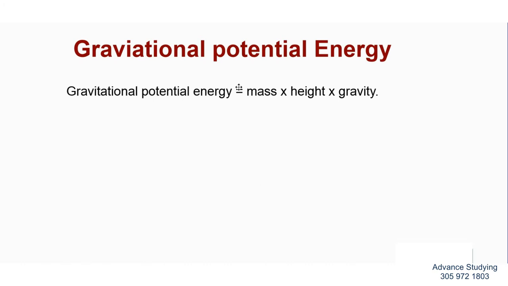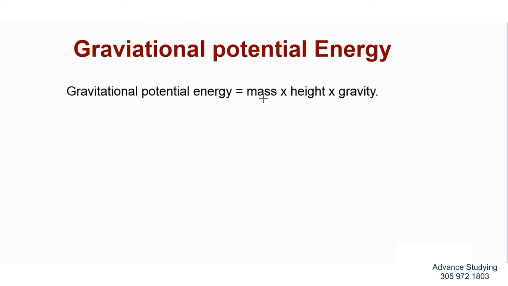Hello, let's talk about gravitational potential energy. Gravitational potential energy is the potential energy due to gravity, okay? It's the energy due to position in space. And it has three components: the mass of the object, the height of the object, and of course, in this case, gravity. And we'll deal right now with gravity on Earth.